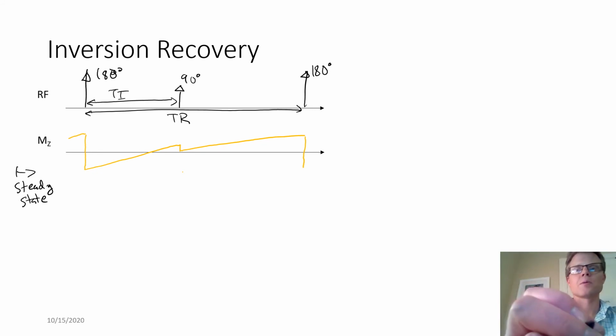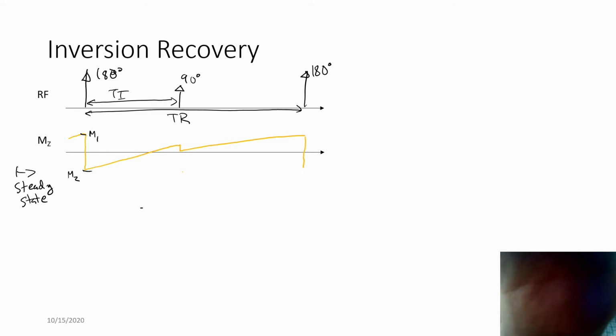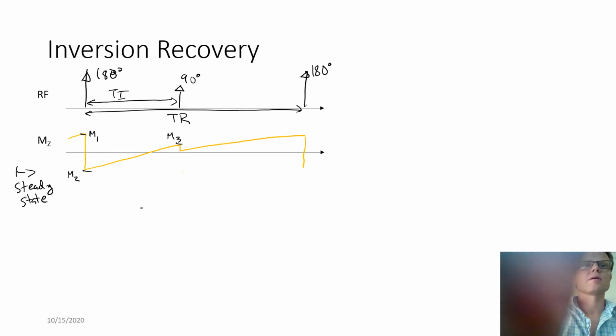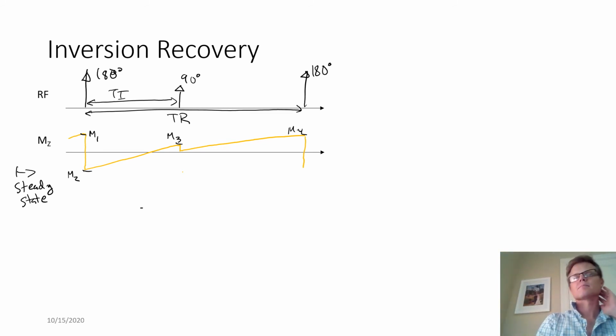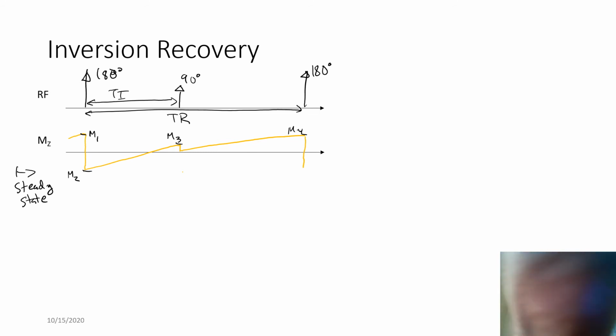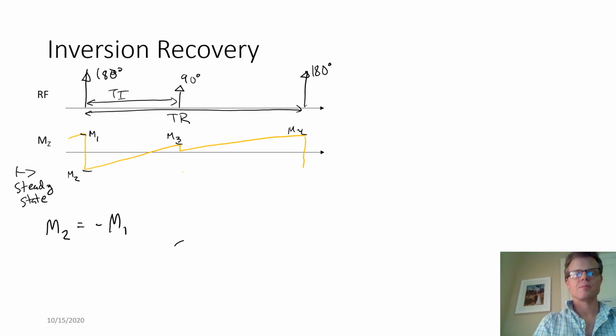And you can label some of these things. I'm going to call this M1, call this M2, call this M3, and then I'm going to call this M4. And we know a bunch of stuff that's happening in this sequence. So first off, what the 180-degree pulse means is that M2 is the opposite or the negative of M1.